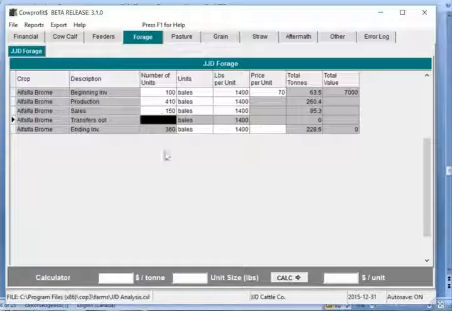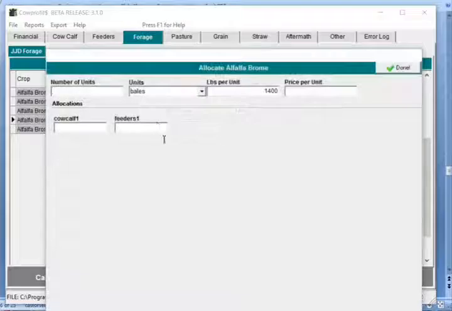And then we get to the transfers out again. So we double click on the transfer box. And here we get the total number of units that were transferred out, or in this case fed to the livestock. And there were 300 bales fed. Units and pounds per unit stay the same. Price per unit, in our case, we're going to leave the same. It's $70. And then we start to talk now some more about allocations. We'll do this probably at the last, but we're obviously going to have to allocate this hay out to either the cow-calf or the feeders.